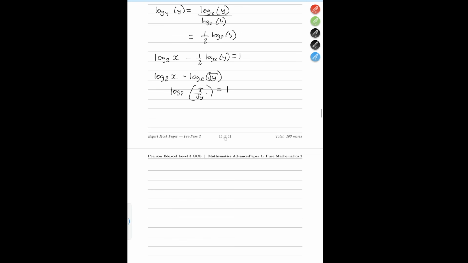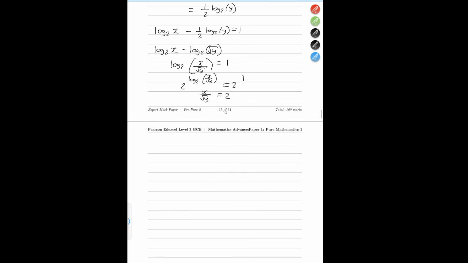Now I'm going to raise both sides, so I'm going to do 2 to the power of log 2 of x over root y and 2 to the power of 1. Now, because it's log 2, if we do 2 to the power of it, it's essentially acting as an inverse function. So that will become x over root y equals 2 to the power of 1, which is obviously just going to be 2.